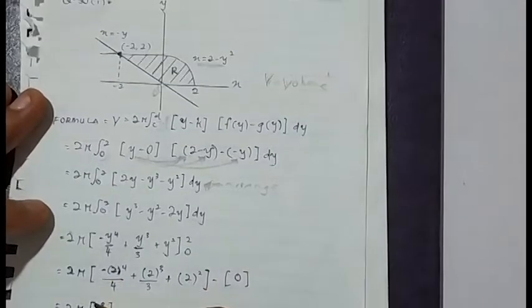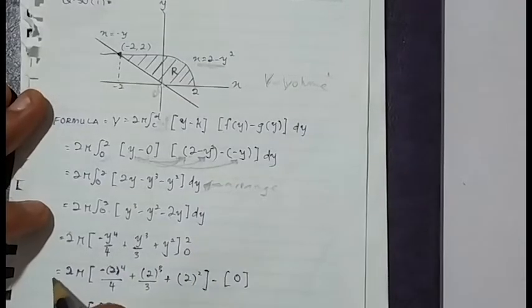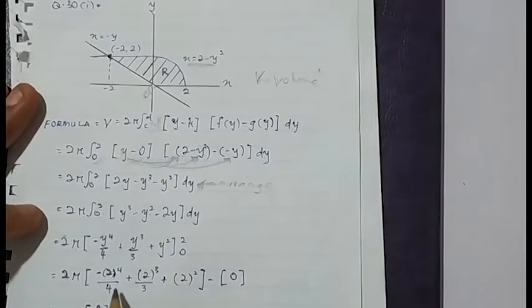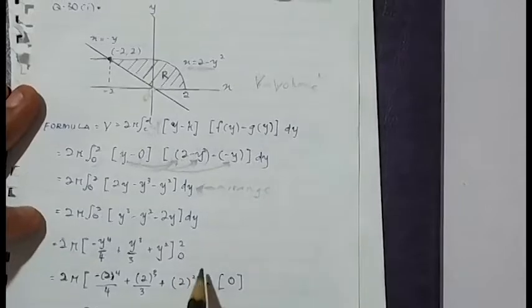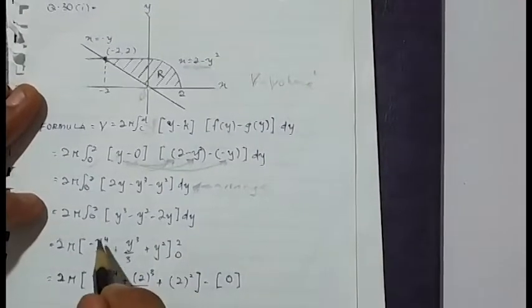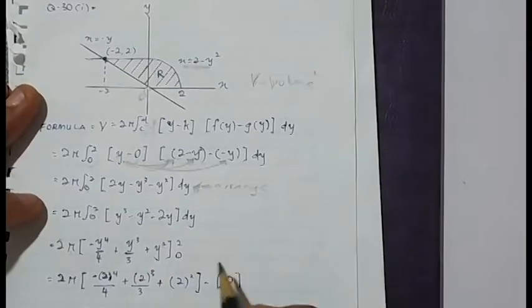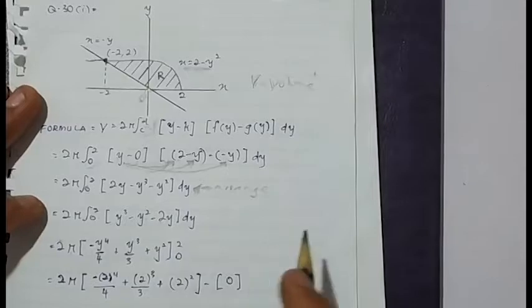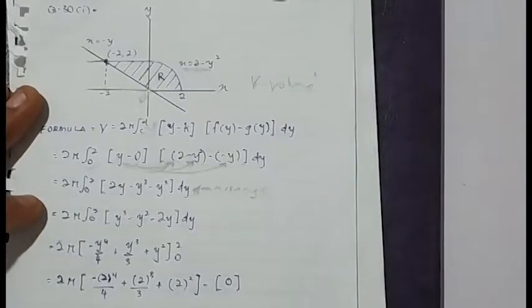Okay, then the next step is where we need to insert the values into the equation. So it will become 2 pi, negative 2 to the power of 4 over 4 plus 2 cubed over 3 plus 2 squared. See, we put the value of 2 inside. We exchange it with the y right here. And then we subtract with negative, and then negative 0. I mean, that's what I mean. Sorry.